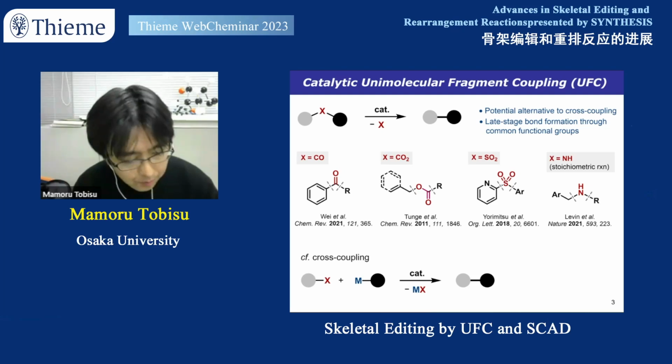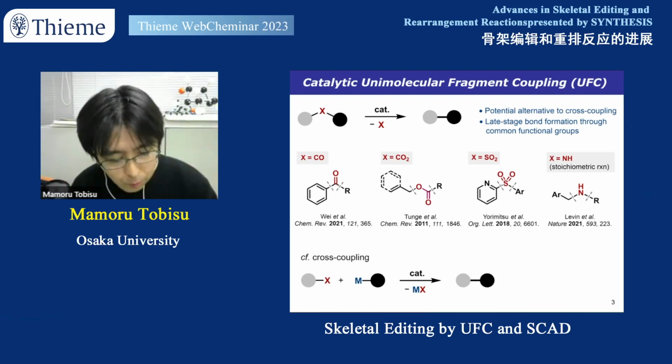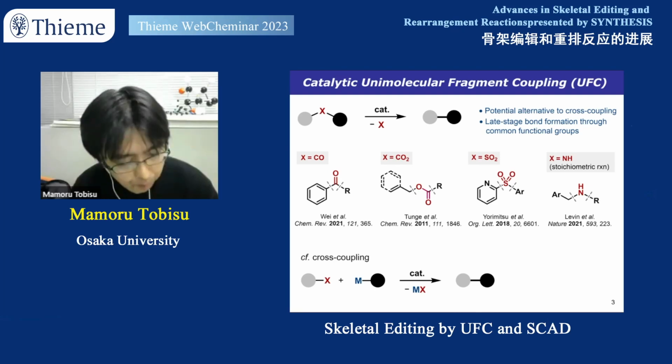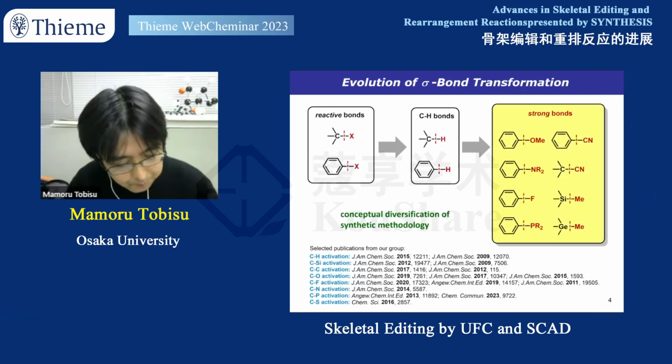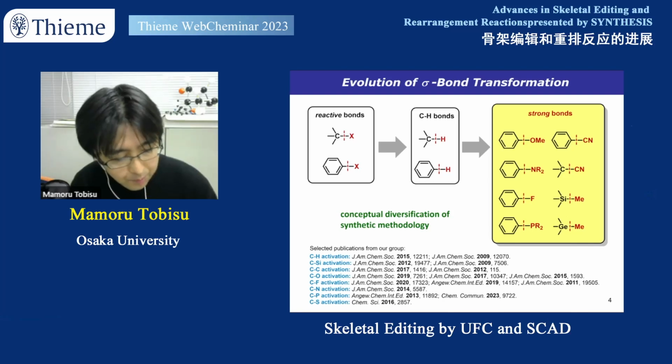In this context, we have been working for more than 10 years on transition metal catalyzed reactions that involve the activation of strong chemical bonds such as CO bonds in aryl esters, CC bonds of nitriles, and many others, as you can see here. By taking advantage of these bond activation catalysts, we have developed several UFC reactions, and I would like to talk about them in the first part of my presentation.